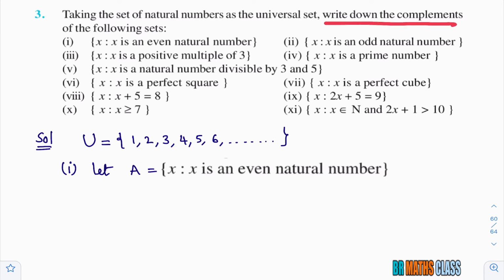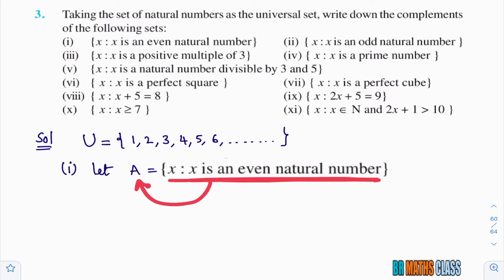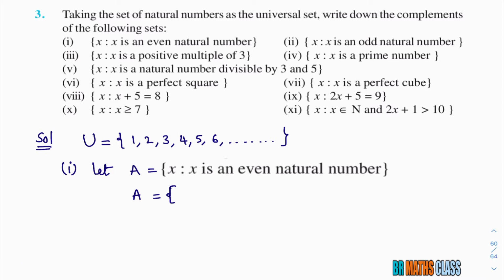Write down the complements of the following sets. They gave the first set like this: X such that X is an even natural number. To write its complement, I named this set as set A. This set is in set builder form, right? The given set is in set builder form.